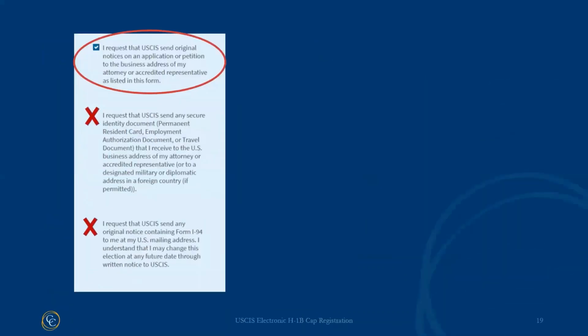You should then scroll down where you will see three options. Please check off the first option only, the one that reads, I request that USCIS send original notices on an application or petition to the business address of my attorney as listed in this form. Please do not check off any other boxes.